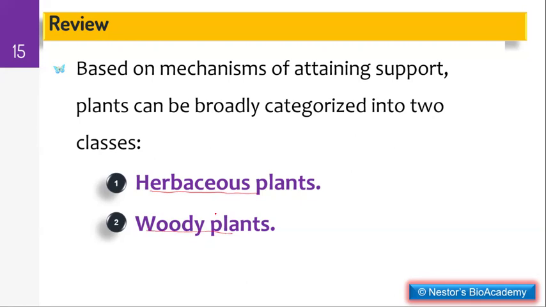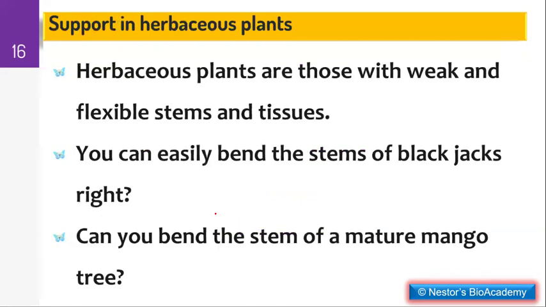What's the difference between these two types of plants? You must have encountered the term herbaceous plants way back in Form 1. What do you remember? What do you mean by herbaceous plants? Now, herbaceous plants are essentially those plants with weak and flexible stems and tissues. The tissues in these plants are always weak and flexible. For example, you can easily bend the stem of a blackjack, right? How about a huge mature mango tree or a huge mature mugumo tree or baobab? Can you bend that? Obviously not, you can't. So the plants which have weak and flexible stems and tissues are known as herbaceous plants.